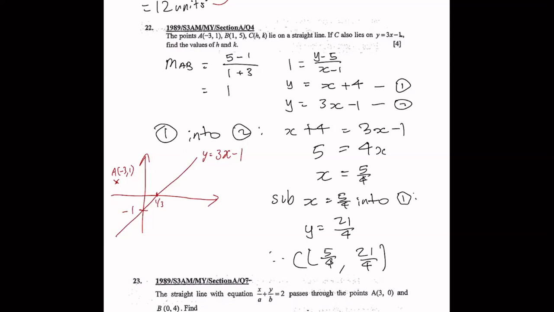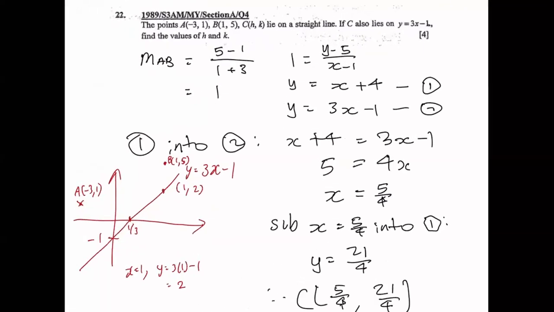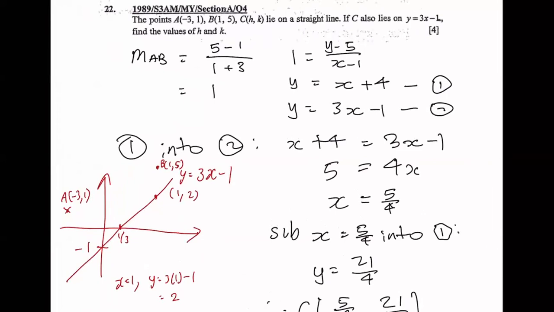Let me just double check. If x equals 1, y equals 3 times 1 minus 1, which is 3 minus 1, which is 2. So this will pass through 1, 2. That means my 1, 5 must be above the line, 1, 5 being the coordinates of B. Then what am I trying to find? Find the values of h and k.